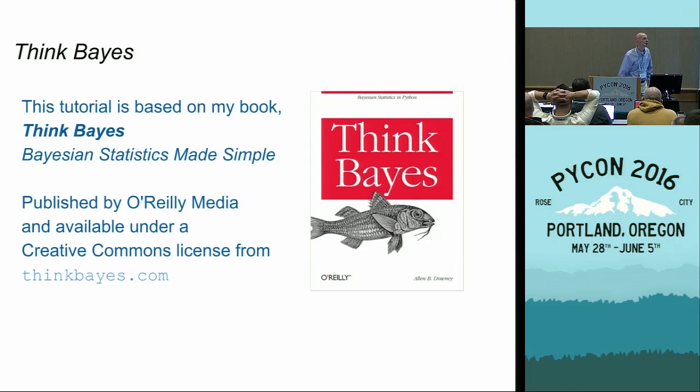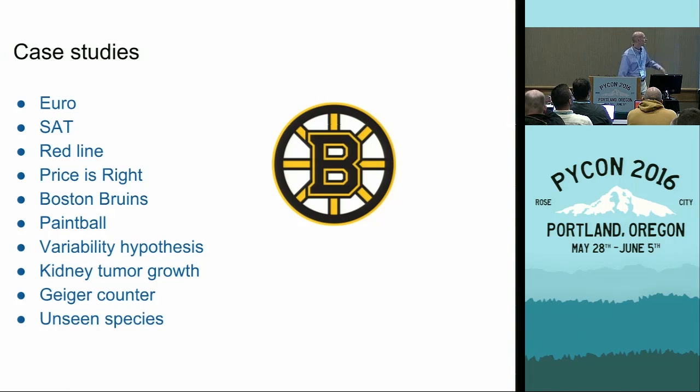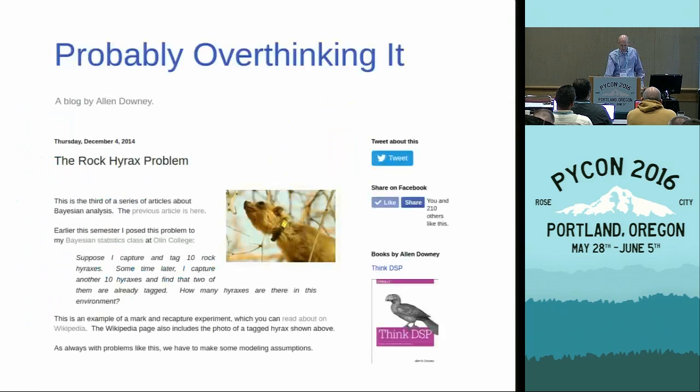Last thing I'll point you to, I mentioned my book a couple of times. This is Think Bayes. Most of the exercises that we did are in Think Bayes, along with a number of other case studies. You might notice there's a certain Boston focus. I've got the Boston Bruins problem, which is related to the World Cup problem. I've got the Red Line problem, which is the public transportation in Boston. So you can check out some of those examples.